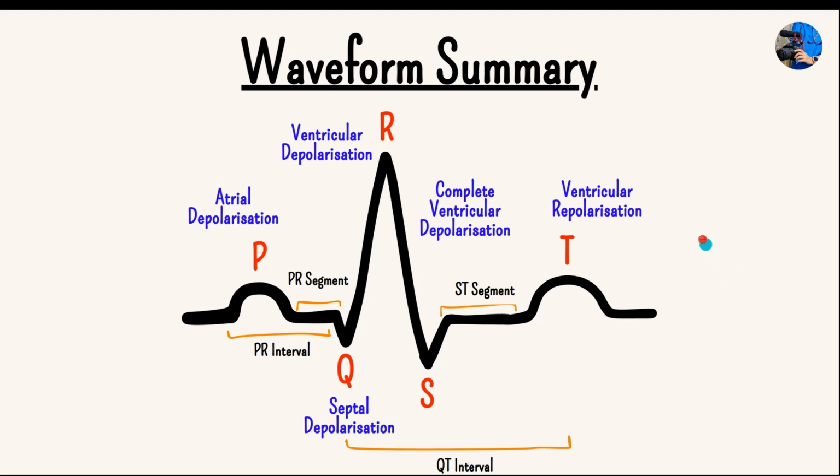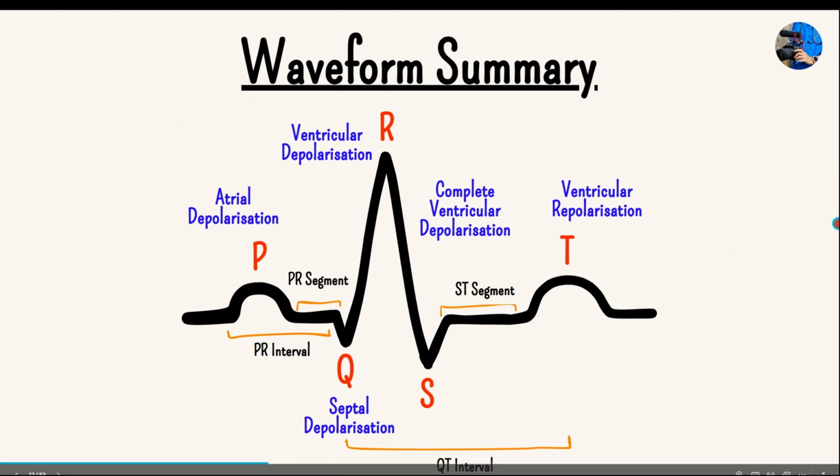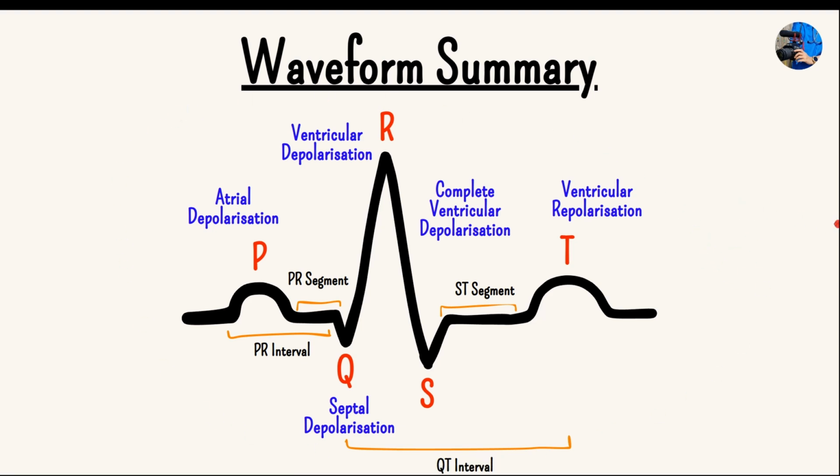Now, this is your waveform summary. If you want to take a screenshot or pause here and just review things, this is a good stage to do so. Very quickly, the P wave is representing atrial depolarization. So the action potential at the sinoatrial node has been produced, and the positive charge traveling towards the positive electrode produces an upward deflection. The PR segment is really where the charge is being held at the atrioventricular node.